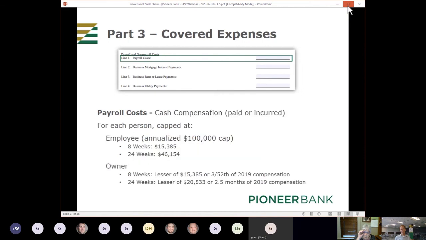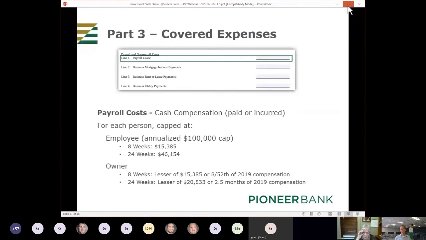Cash compensation gets a little bit more unique, so I want to dive a little bit deeper in there. It is cash compensation that's paid or incurred. If it is some sort of deferred thing, that does allow for some incurred expenses that maybe don't get paid in the, say, 8 or 24 week period. But they do have some caps involved, and there's kind of two different buckets of caps, one for employees and one for owners.